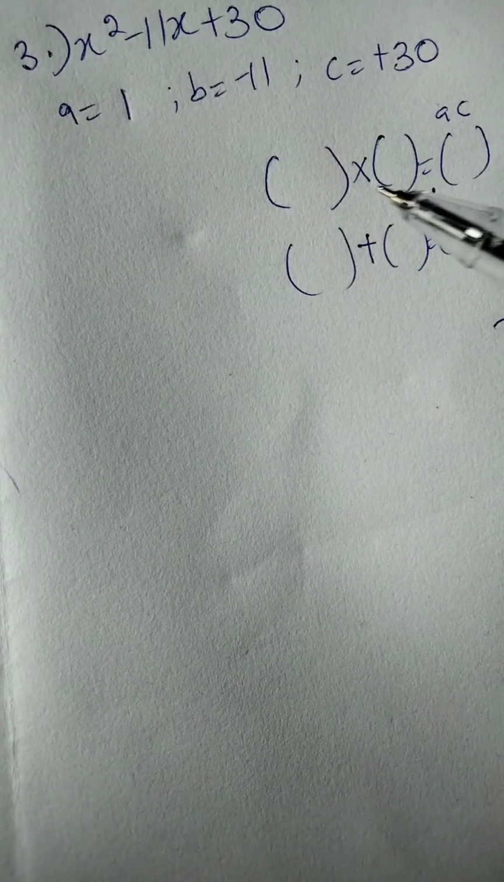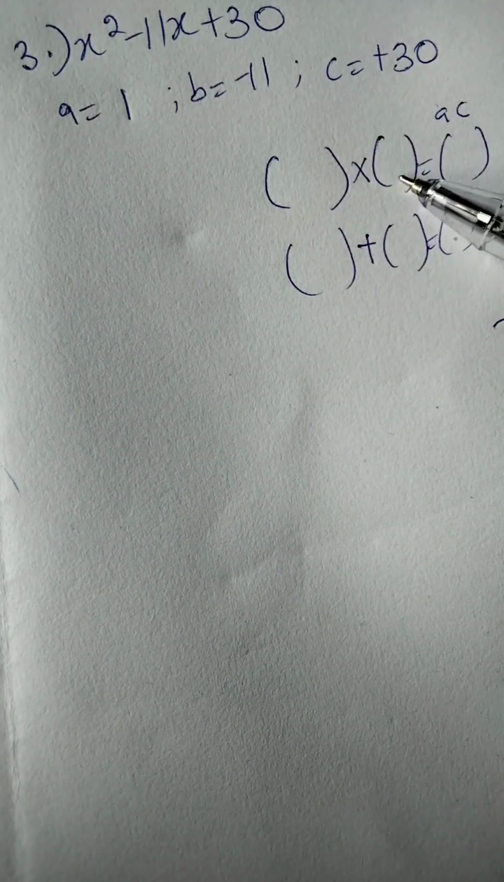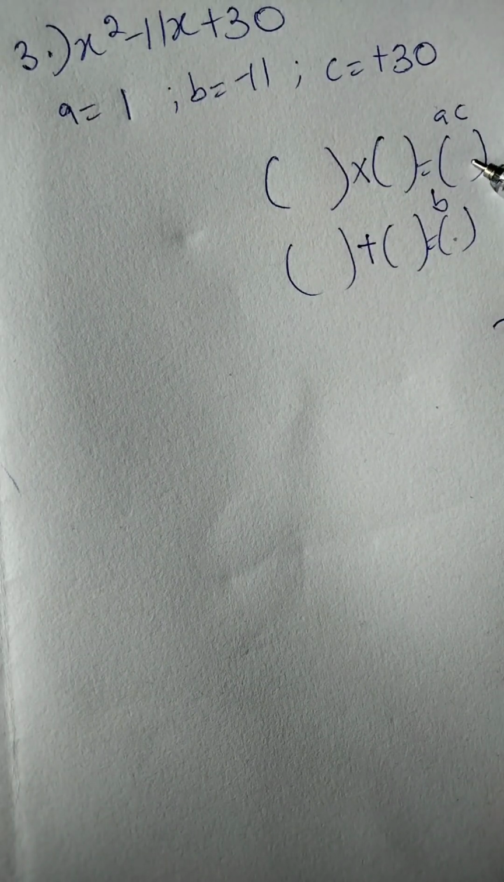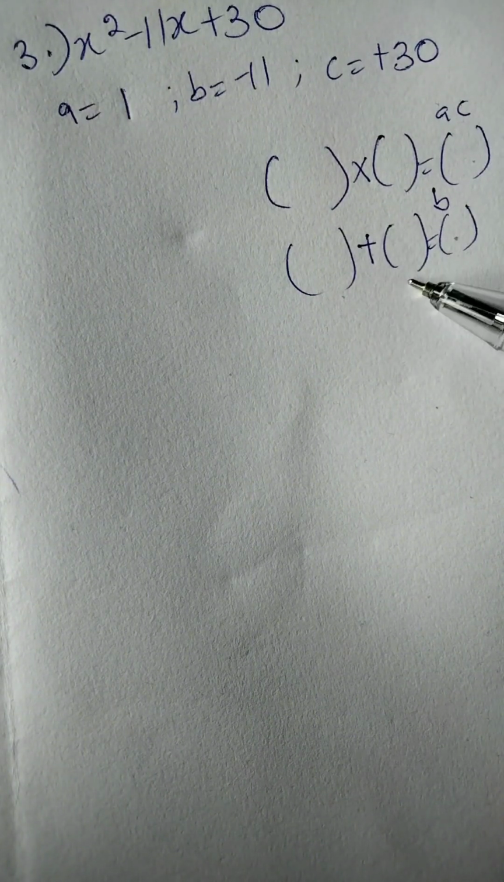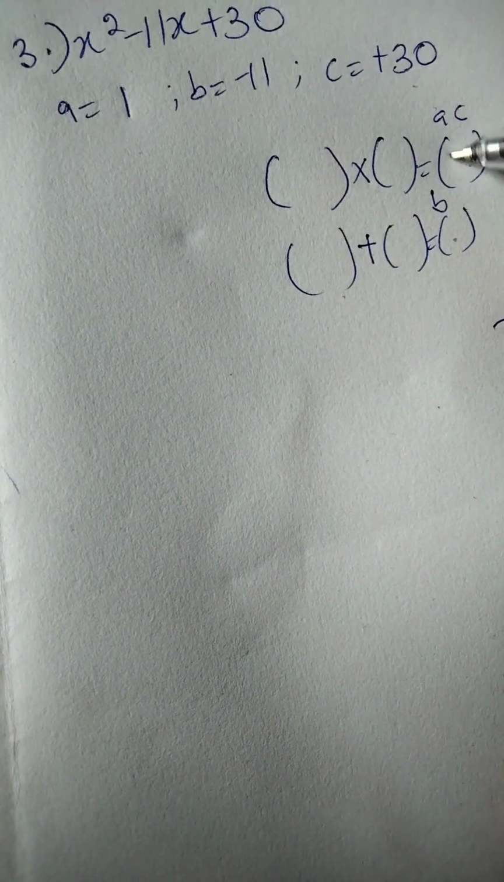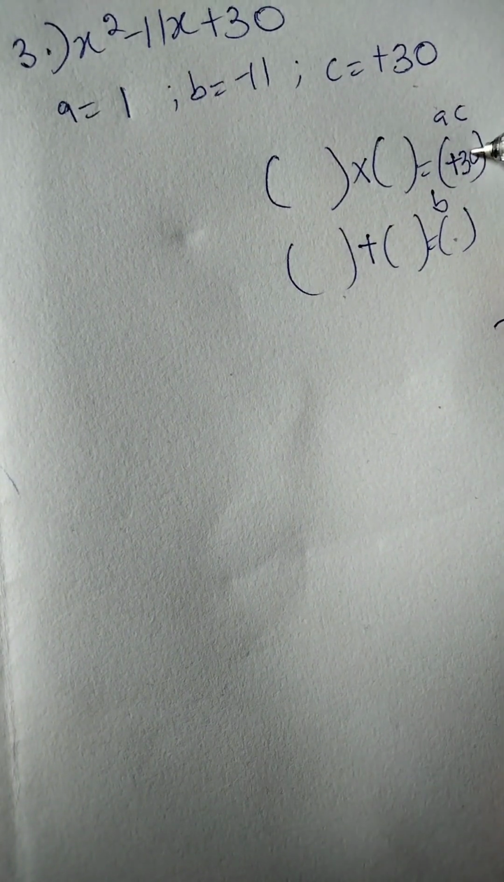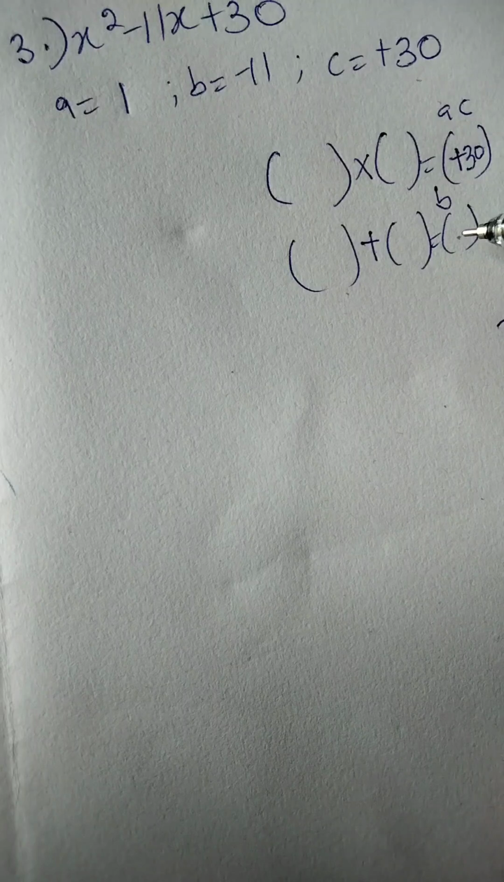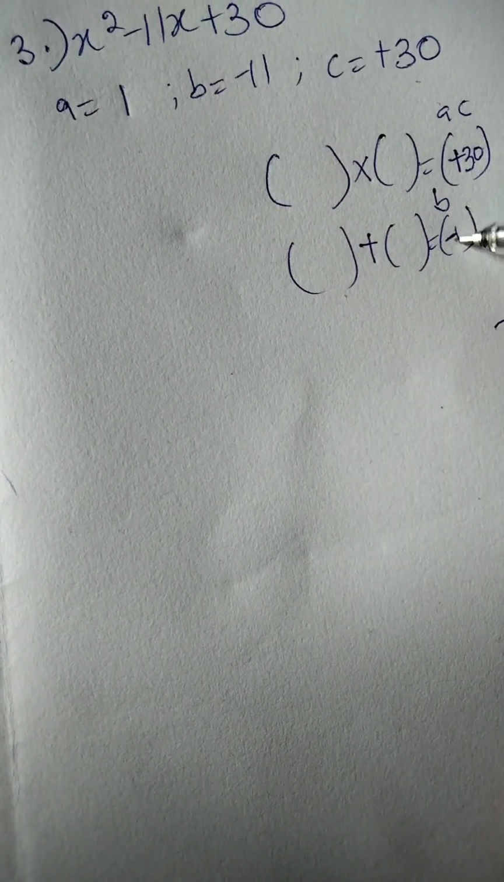Yes, so those two numbers, we should be able to multiply them to give a number here, which is the product of AC, and we should also be able to add those two numbers to give B here. Now AC is A times C, which is plus 1 times plus 30, which is plus 30. So we're looking for two numbers that we can multiply to give plus 30, and that we can add to give minus 11.